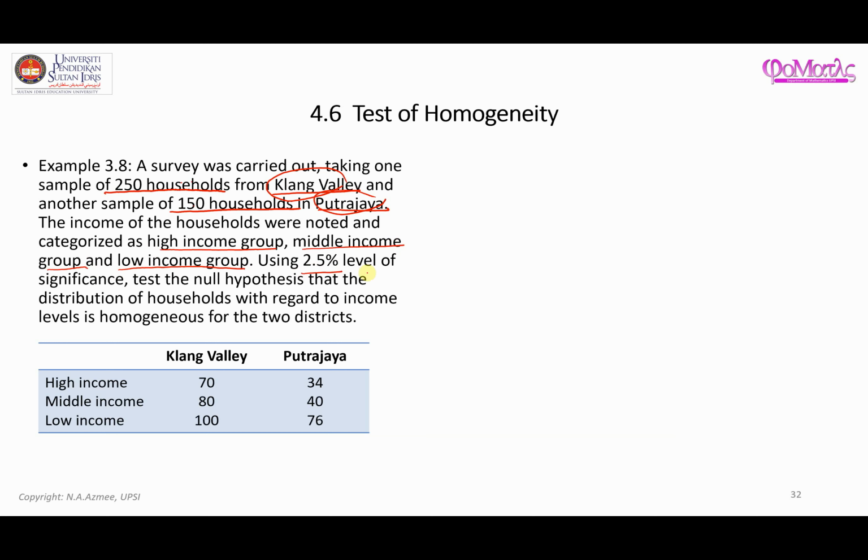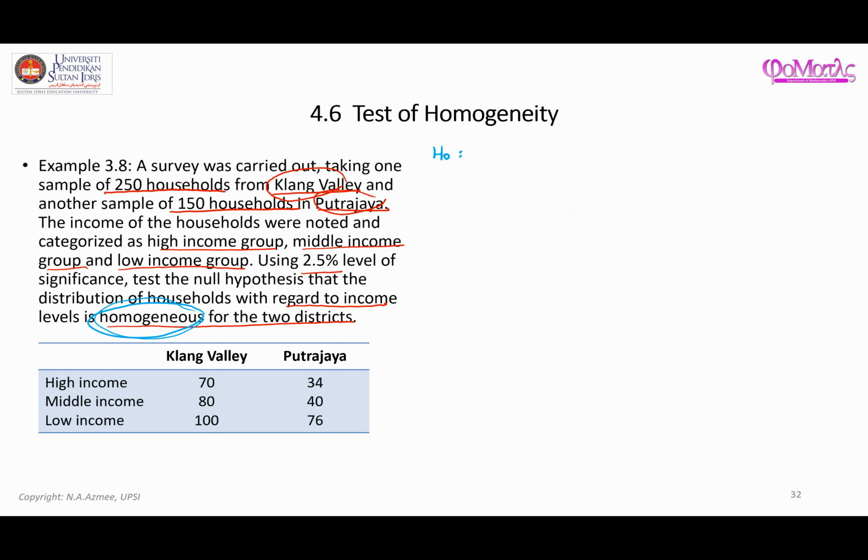Using 2.5% level of significance, test the null hypothesis that the distribution of households with regard to income levels is homogeneous for the two districts. Alright, so let's start off with writing the null hypothesis and the alternative hypothesis, and you can see that here is the homogeneous. This is the keyword that actually represents the null hypothesis statement.